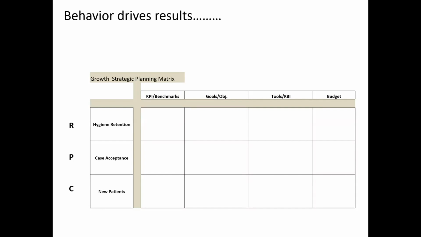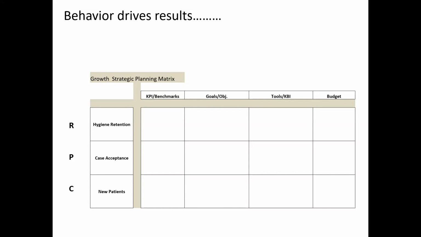So for example, in hygiene retention, case acceptance, and new patient flow, you could start with something simple. You could say, well, I'm seeing 5 new patients a month. So my benchmark, my KPI, my key performance indicator is 5. I have 5 new patients a month. And my goal is I'd like to have 5 more new patients a month. I'd love to have 10 new patients a month. And so the goal is 10, and that's the goal or objective.